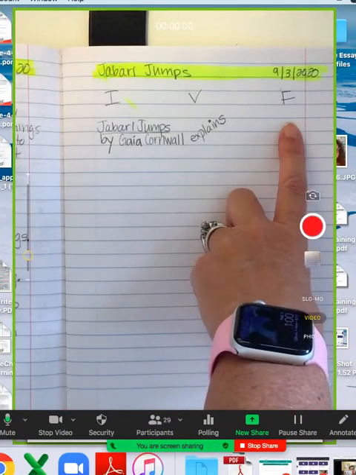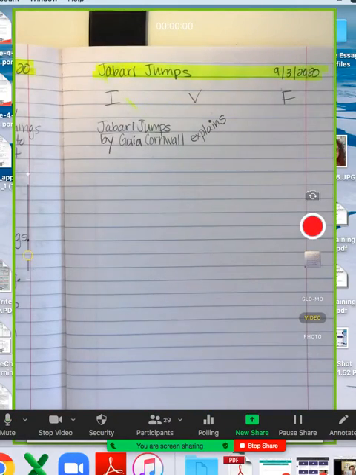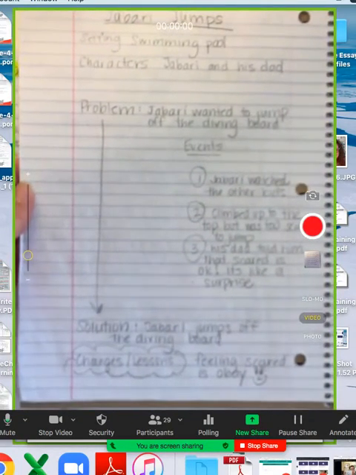Then our last job is the F. Unmute yourself if you remember what the F stands for. Finish. Yeah. Finish information. Yes. Finish your thought with the main idea. So now we have to stop and think about our discussion about the theme. What do we think is the story or the main idea of the story? Or we could even think about it as the theme. What would you say is the main idea or the theme of this book, Jabari Jumps? You might look back at your reader's notebook to see your notes.